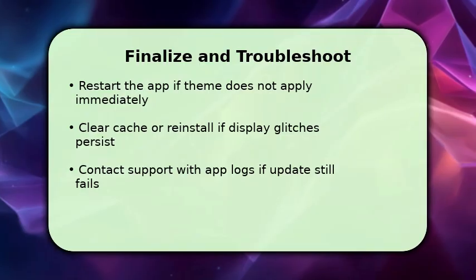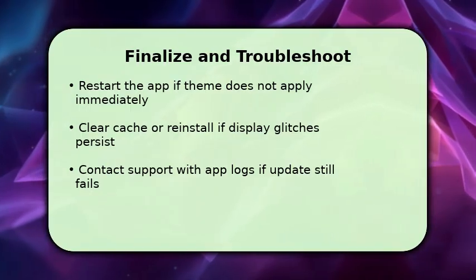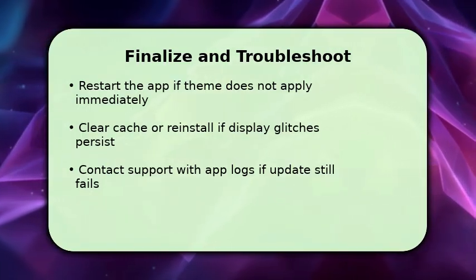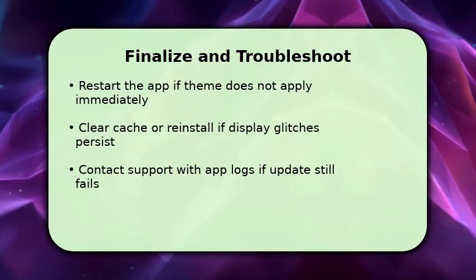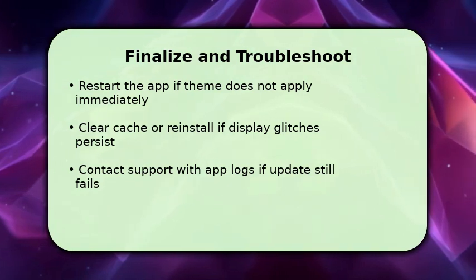If issues continue, clear the app cache or reinstall the app to remove corrupted resources. As a last resort, capture screenshots and contact Phonepe support with app version and device details. This helps them trace theme-specific bugs.